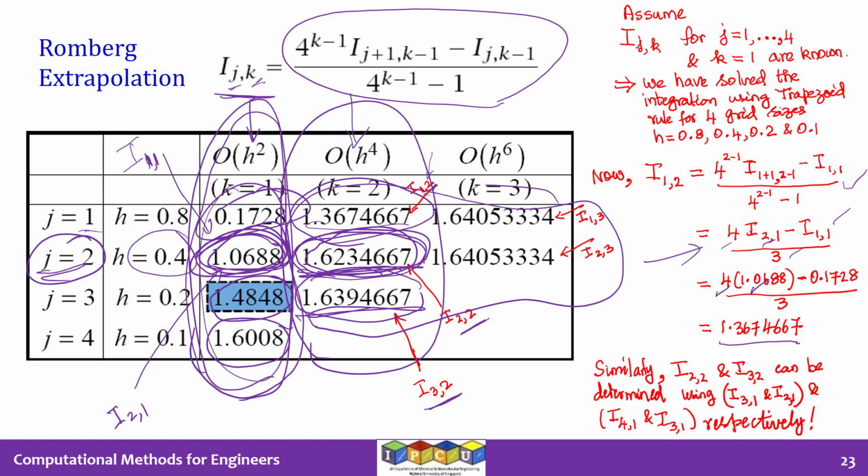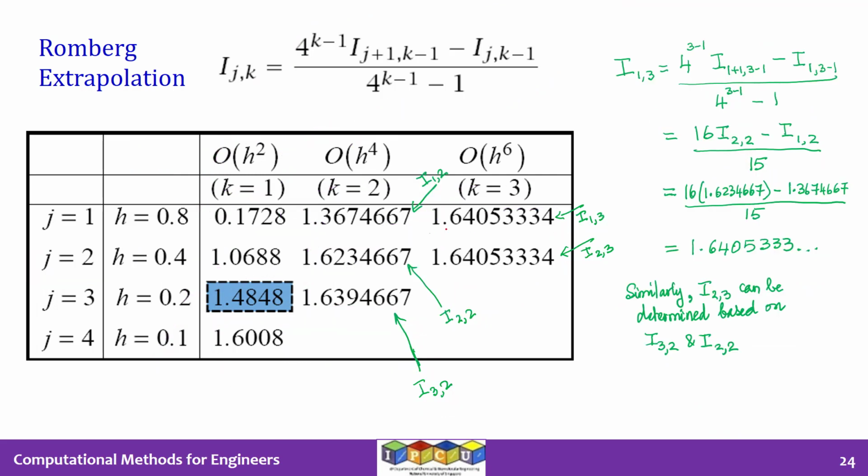Now we can go on to find the elements of the third column, which is going to be the results you get if you apply Boole's rule. So you're trying to find I1,3 and I2,3. Wherever you see j, put 1. Wherever you see k, put 3, because the k equal to 3 column is what we are trying to find out. We still do not know these numbers. We are trying to fill it in. Though I've displayed the answer there, pretend that we are calculating it.